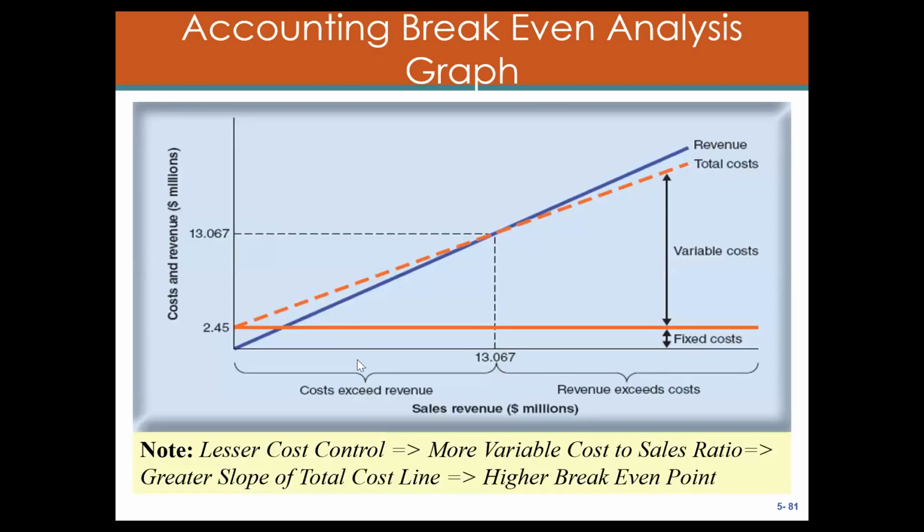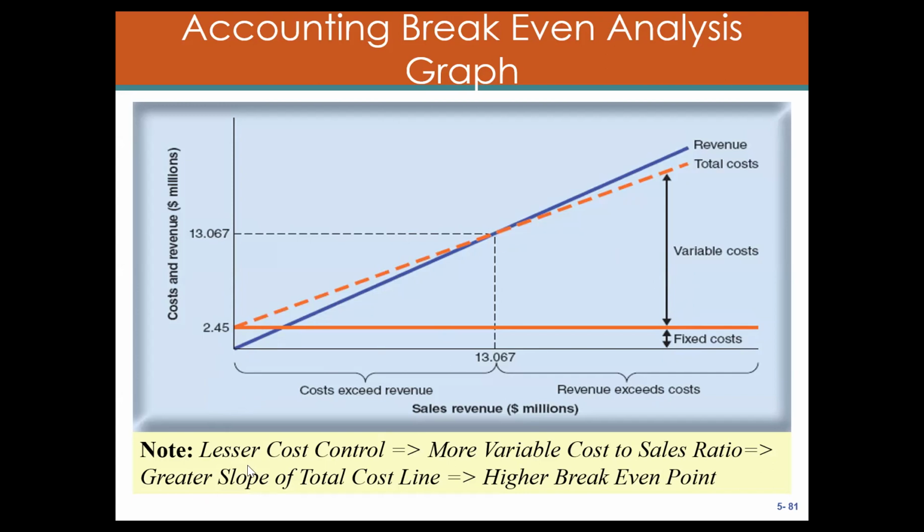So in graphic form, the accounting break-even is represented like this. You have your dollars over here on the y-axis, the sales on the x-axis, and then the fixed costs are this horizontal line. My total cost is a dotted line because it's variable plus fixed, and my total revenue is this line. Where they intersect, that is my break-even point.